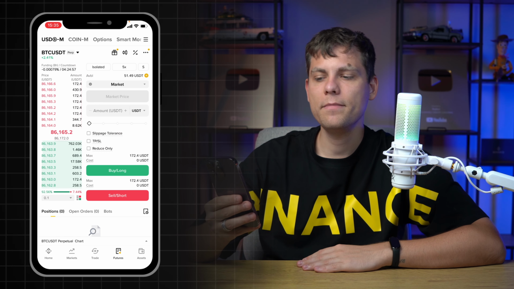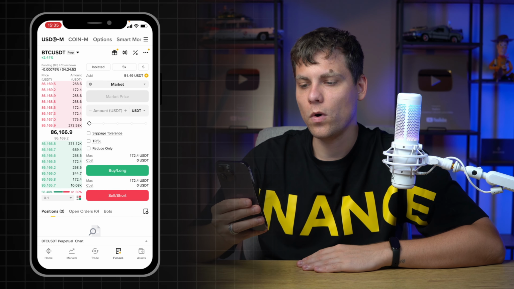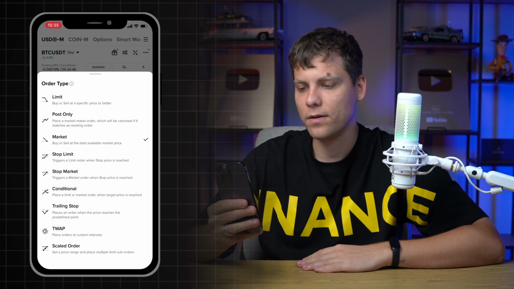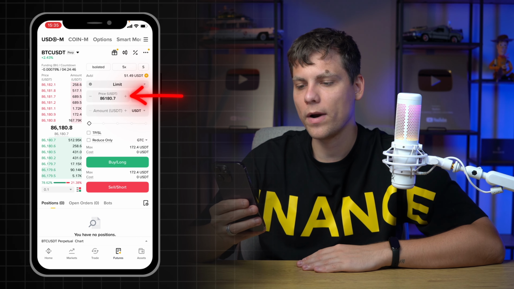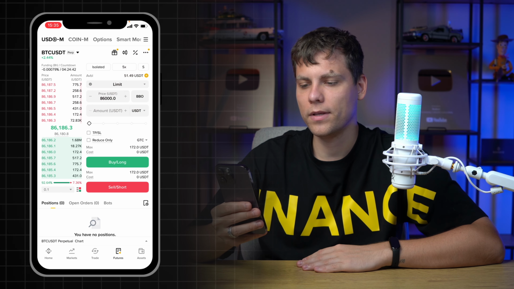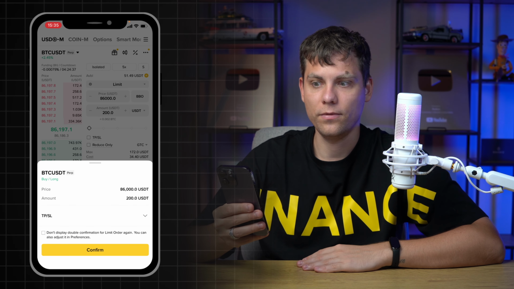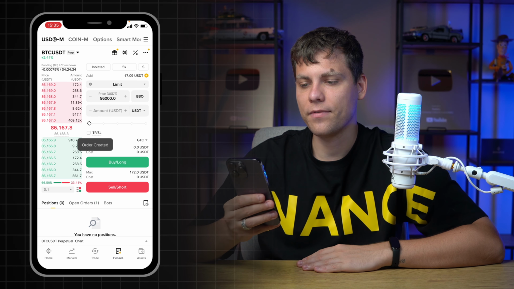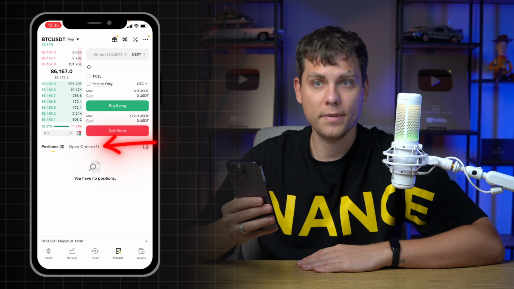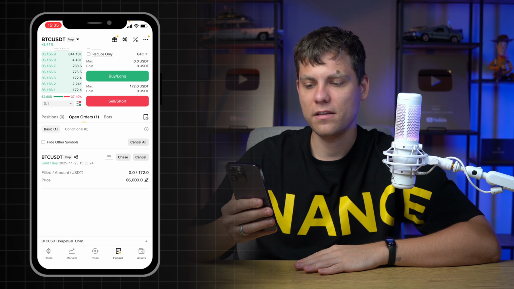Let's go back. A limit order works approximately the same. You indicate the price at which you want to open a position. For example, I select limit order and specify that I want to open a long on Bitcoin when its price reaches $86,000. Select the amount I want to allocate, for example, 200 USDT. Press buy long, confirm. As you can see, I don't have a position below because I only created an order to open a position. I can go to the open orders tab and below you see the information that I have an active order.